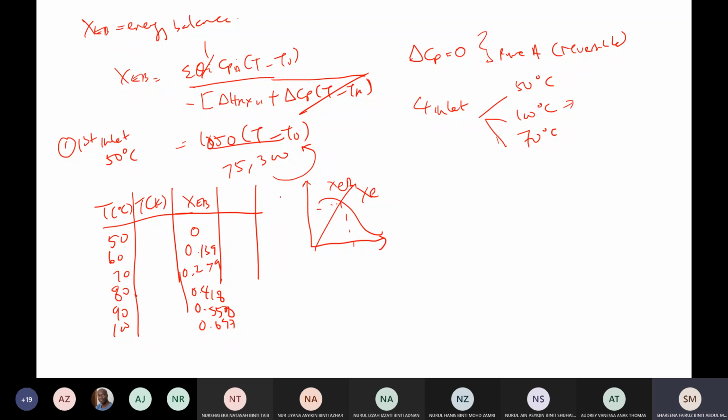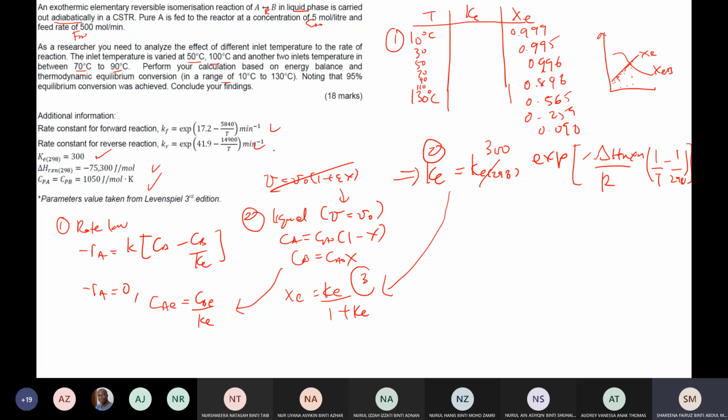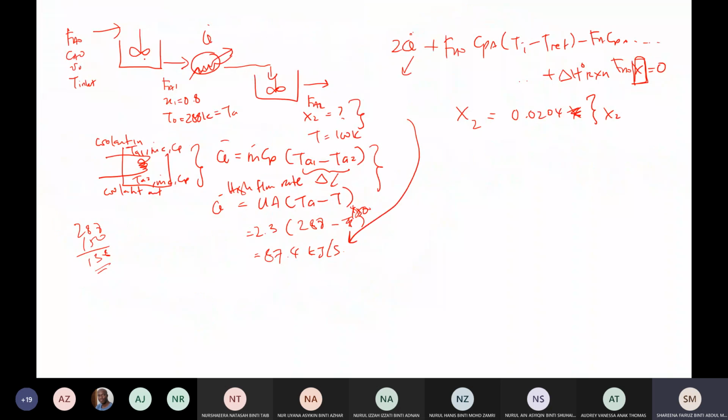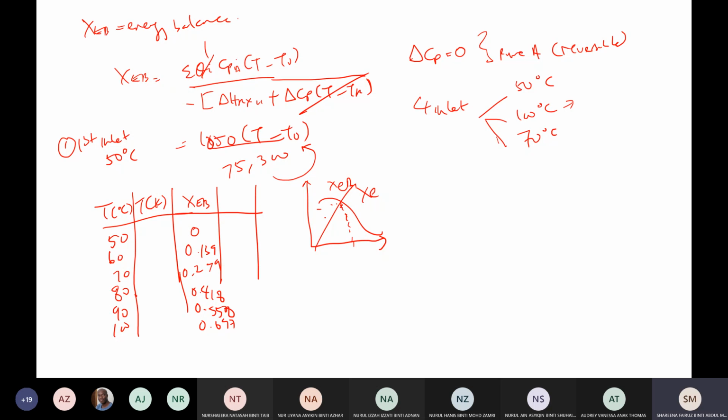Okay, so this one, kalau you baca, dia kata dia ada tricky sikit, noting that 90% equilibrium conversion was achieved. Means that whatever X you get here, katakan for the first one, you will get X adiabatic around 0.56, dekat adiabatic equilibrium kita panggil. So you dapat new X, which is this 0.56 kena darab dengan 0.95. So every graph yang you dapat for 100 degree Celsius, for 70 degree Celsius, for X adiabatic equilibrium, you kena darab dengan 0.95. Once you darab dengan 0.95, you dapat 0.532.